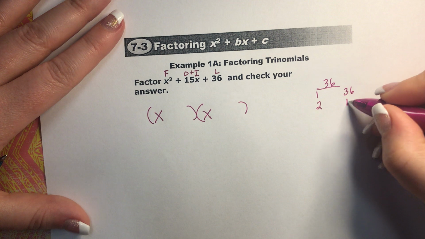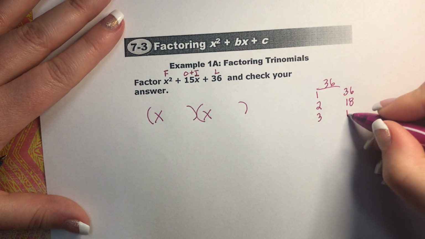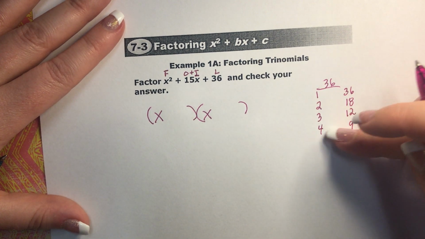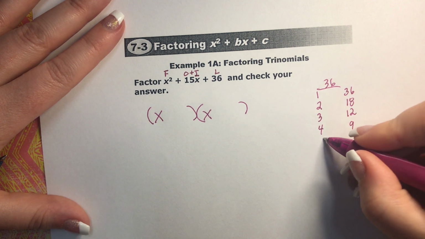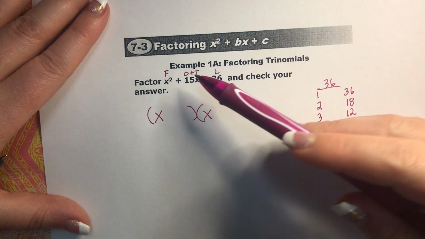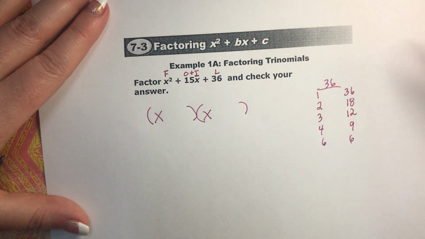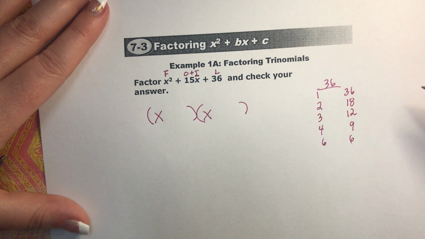Then 2 times 18, and then 3 times 12, and 4 times 9. See how they're far apart and getting closer together. And then 6 times 6. Okay, so these are all the factors of 36. Now we figure out which ones add to 15, right? 1 plus 36 is 37. That's not it. 2 plus 18 is 20. That's not it. 3 plus 12 is 15.